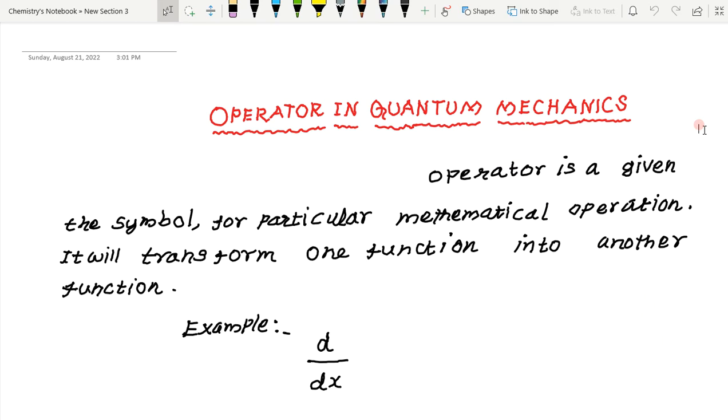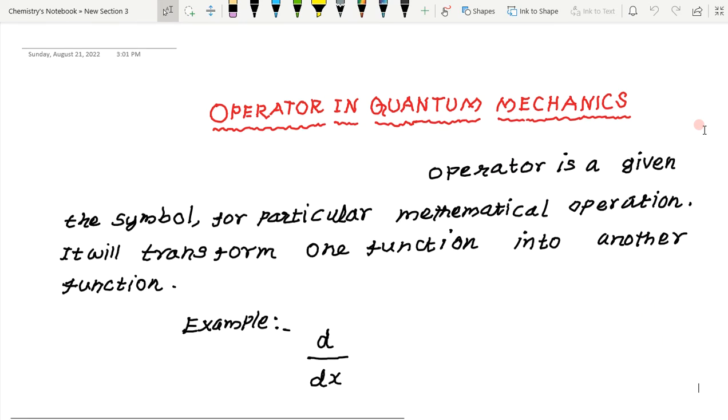Today we will look at operators in quantum mechanics. An operator is given a symbol for a particular mathematical operation. It will transform one function into another function.